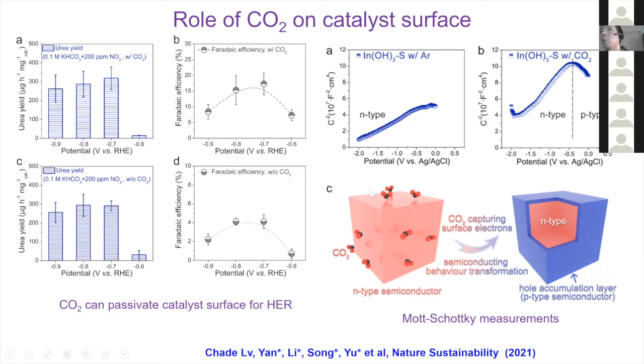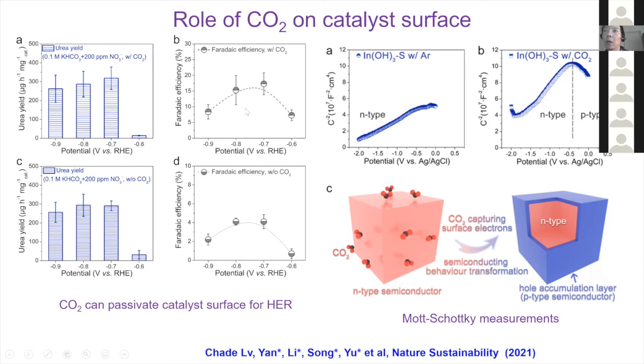semiconductor. Once carbon dioxide is adsorbed on the surface of this catalyst, the carbon dioxide captures electrons, so it can make the surface layer more like a p-type layer, based on the MS measurement. And this kind of structure is good for inhibiting the HER process.